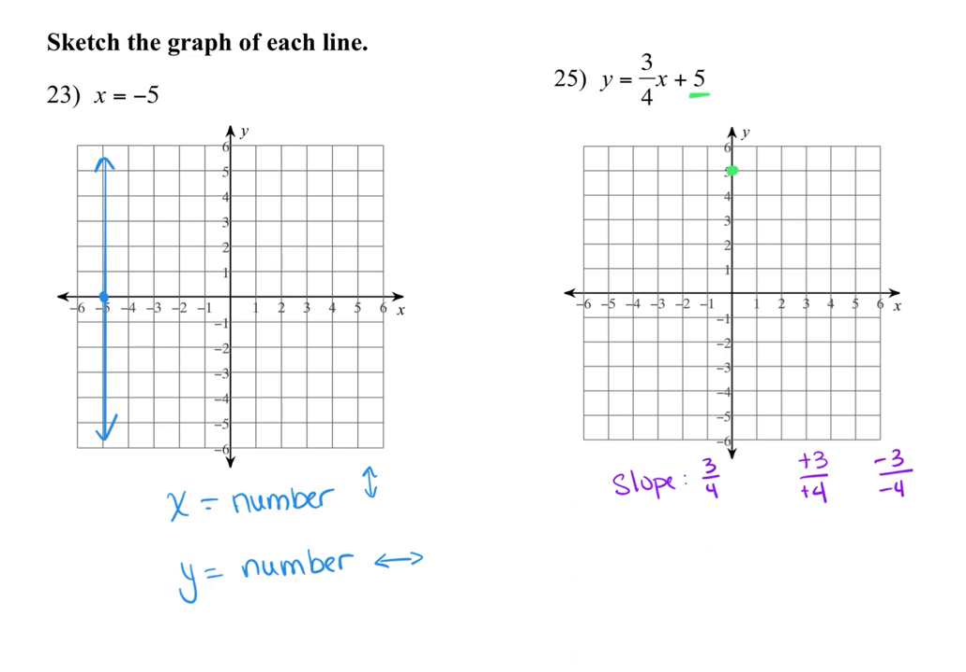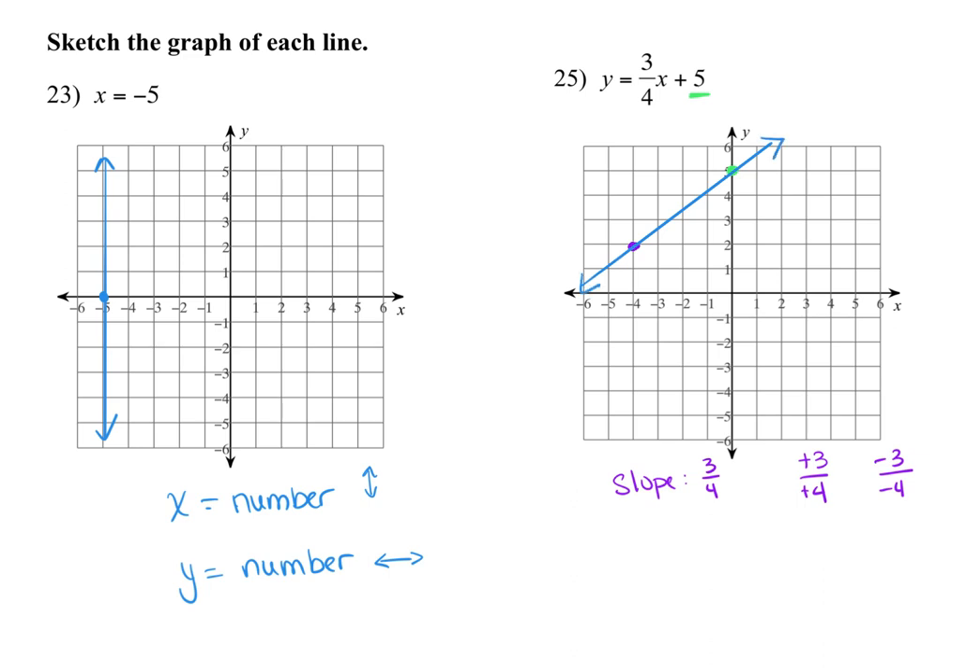So in this case, I'm actually going to do this movement. So I'm actually going to go down 3, 1, 2, 3, and left 4, 1, 2, 3, 4. And I'm going to put this point right here at the point -4, 2. All right? And then once you have 2 points, you're just going to connect those to create your line.